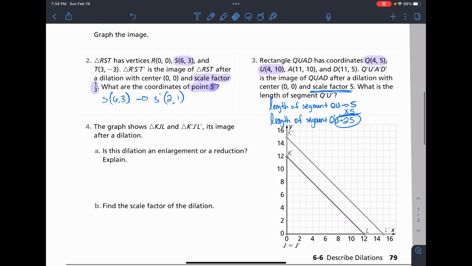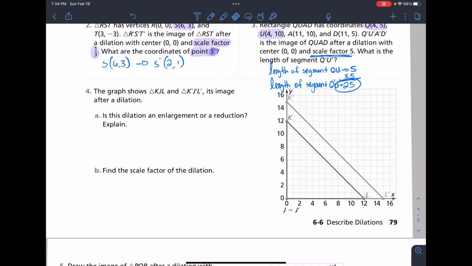All right. Number 4. The graph shows you got a triangle KJL and a triangle K prime J prime L prime, its image after a dilation. So it says, is the dilation an enlargement or a reduction? And explain. So reduction just means that it gets smaller. And then an enlargement means it gets bigger.